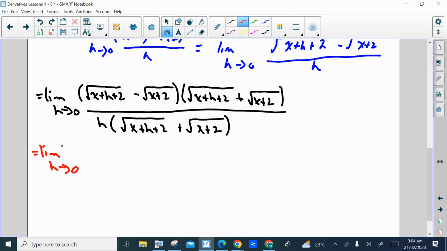When you multiply those out on top, when you FOIL them, the root of x plus h plus 2 times the root of x plus h plus 2 just gives us x plus h plus 2. The outer and inner products cancel, they always do. So you're just left with the two last terms multiplied together. A negative times a positive is a negative, and the root of x plus 2 times the root of x plus 2 is x plus 2.